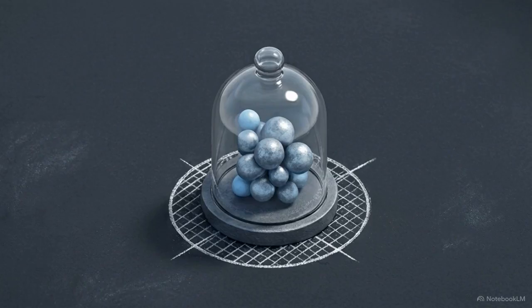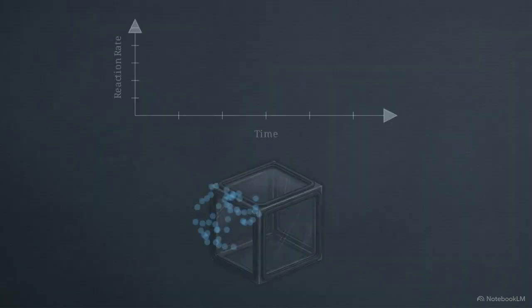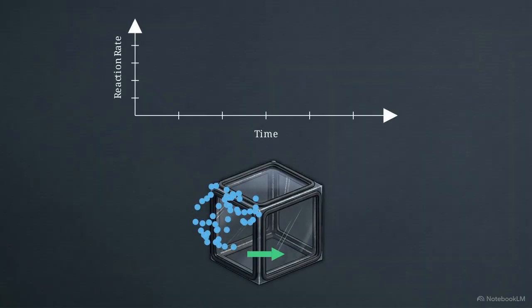To maintain reversibility, the reaction must occur in a closed system. This means it happens in a sealed environment where no particles can escape. At time zero in a closed system, you only have reactants. The forward reaction operates at its maximum speed, while the reverse reaction is completely dormant because there are no products to break down yet. As the reaction proceeds, the reactants are consumed and the forward reaction slows down.